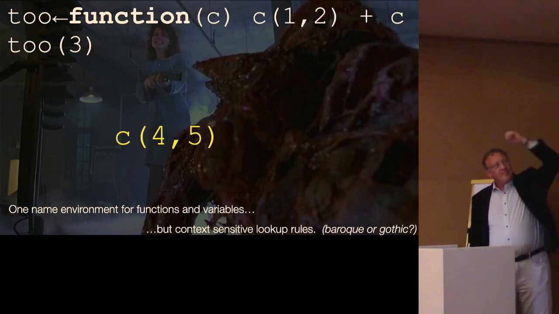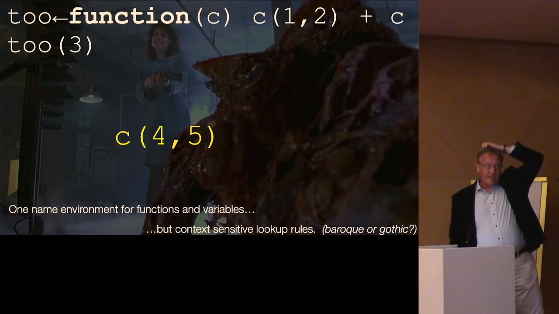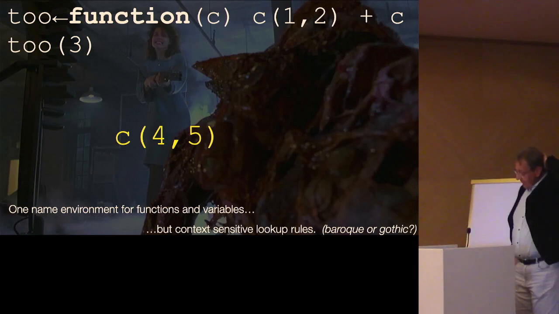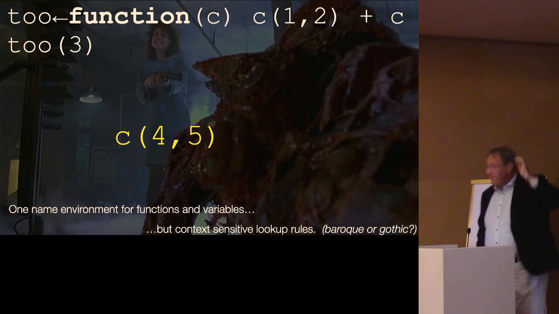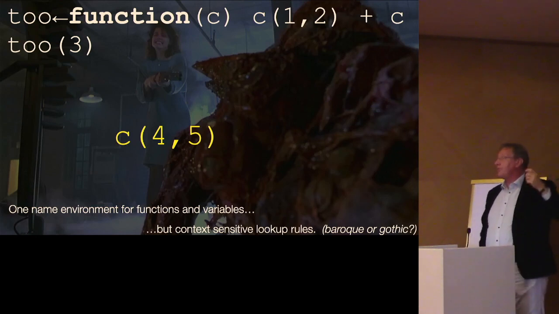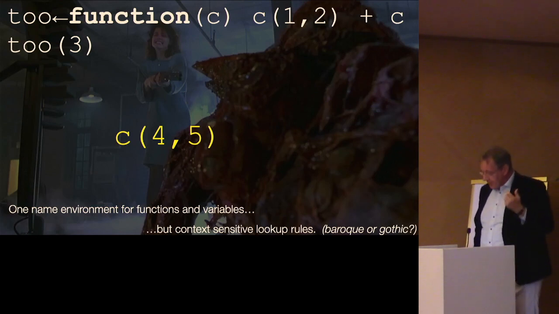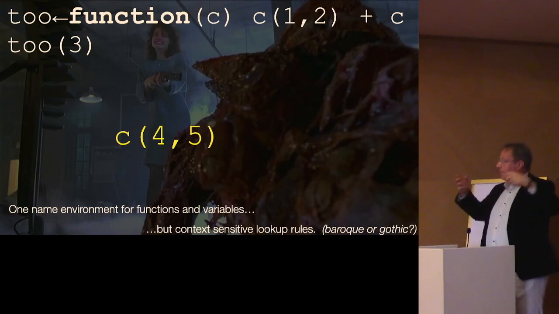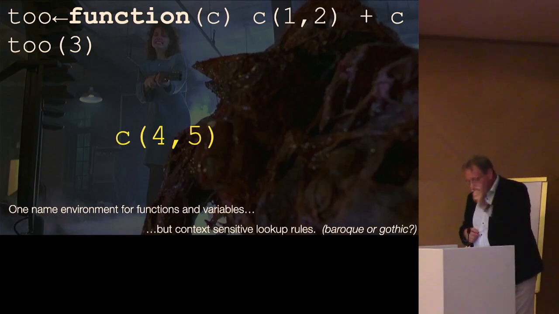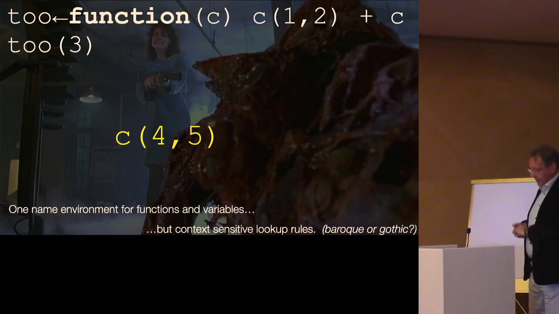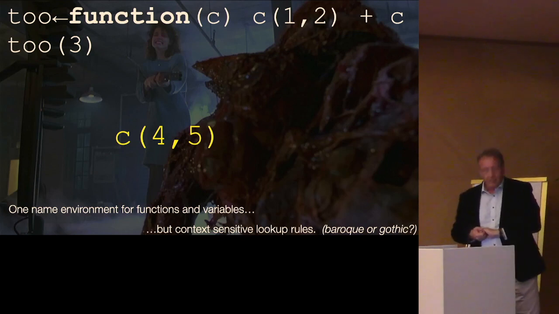So you notice that the function has a variable named C as its parameter, but C happens also to be the name of the most widely used function in R, which is the function that creates vectors, and they have a single namespace. It's a dynamically typed language. So how does this work?